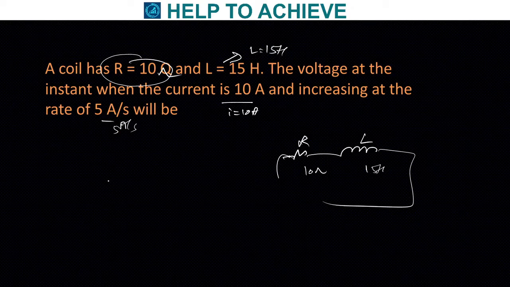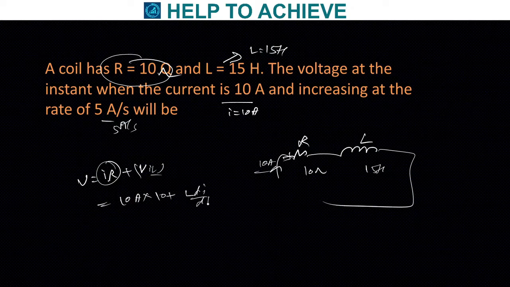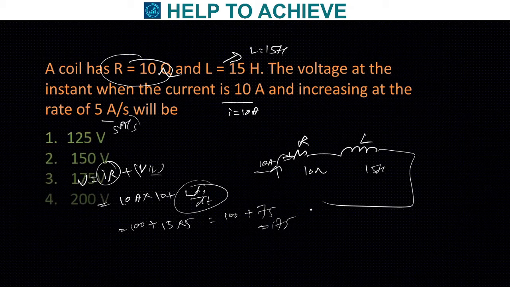So in this case, the total voltage is nothing but the voltage across the resistor plus the voltage across the inductor. So this is nothing but 10 amps into, since it is in series, the current is 10 amps, so 10 into 10, plus L di by dt in the case of an inductor, which is nothing but 100 plus 15 into the rate of change of current di by dt, which is given as 5. So it is 100 plus 15 times 5, which is 75. So it comes to 175. So 175 volts is the correct answer.